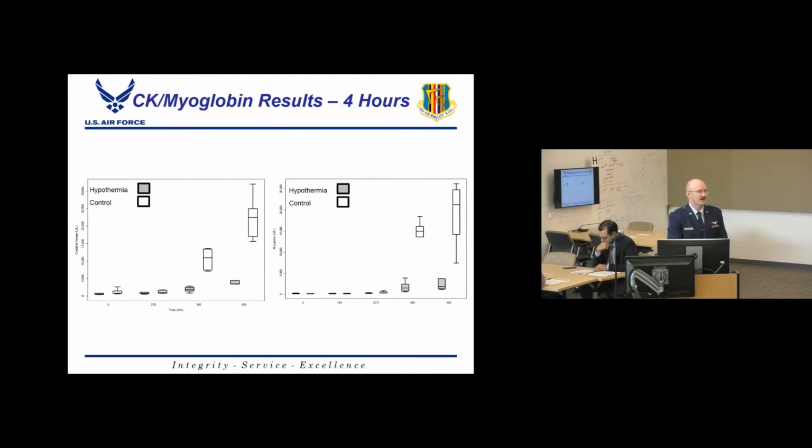This first slide is the results that Dr. Simon saw last year. You have CK on the left and then myoglobin on the right. You can see there's a very statistically significant difference in the amount of breakdown products. Those animals that were exposed to hypothermia had almost a 4 to 5-fold decrease in their breakdown products seen in both CK and myoglobin.